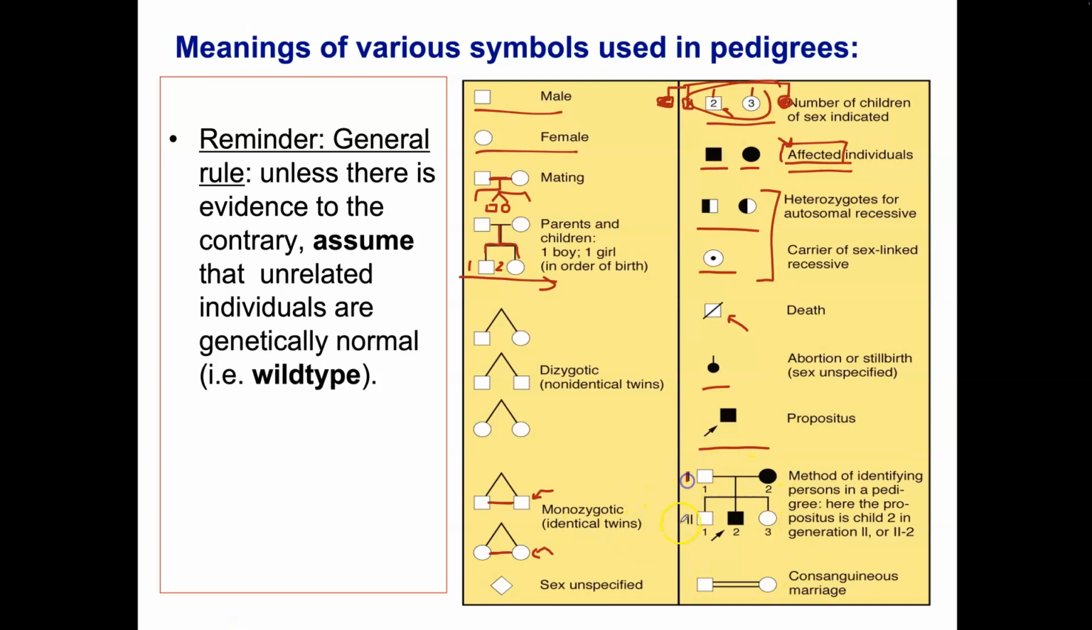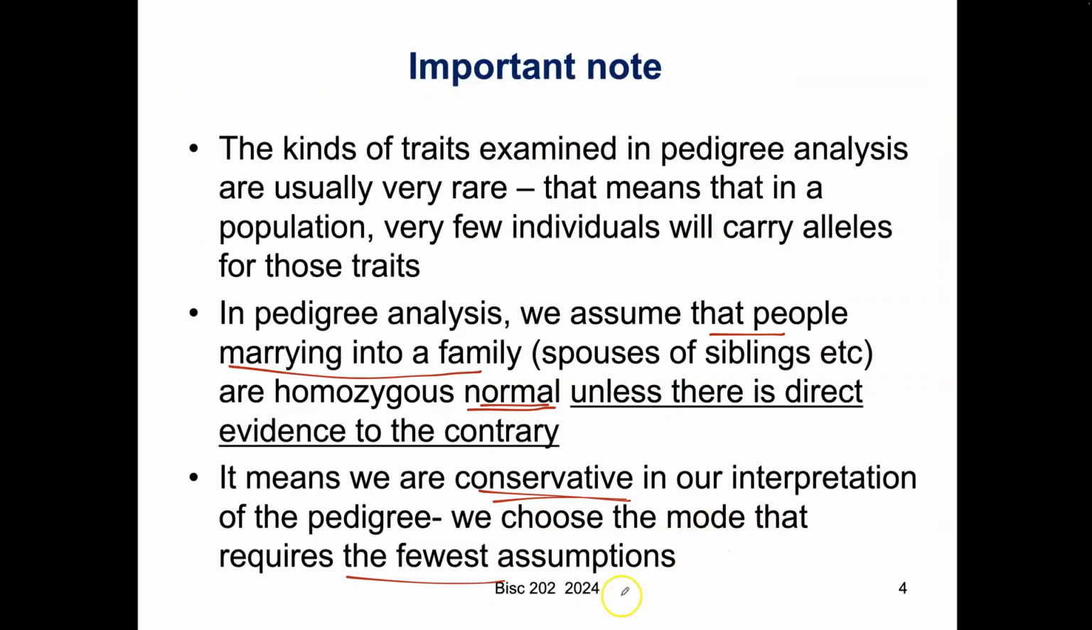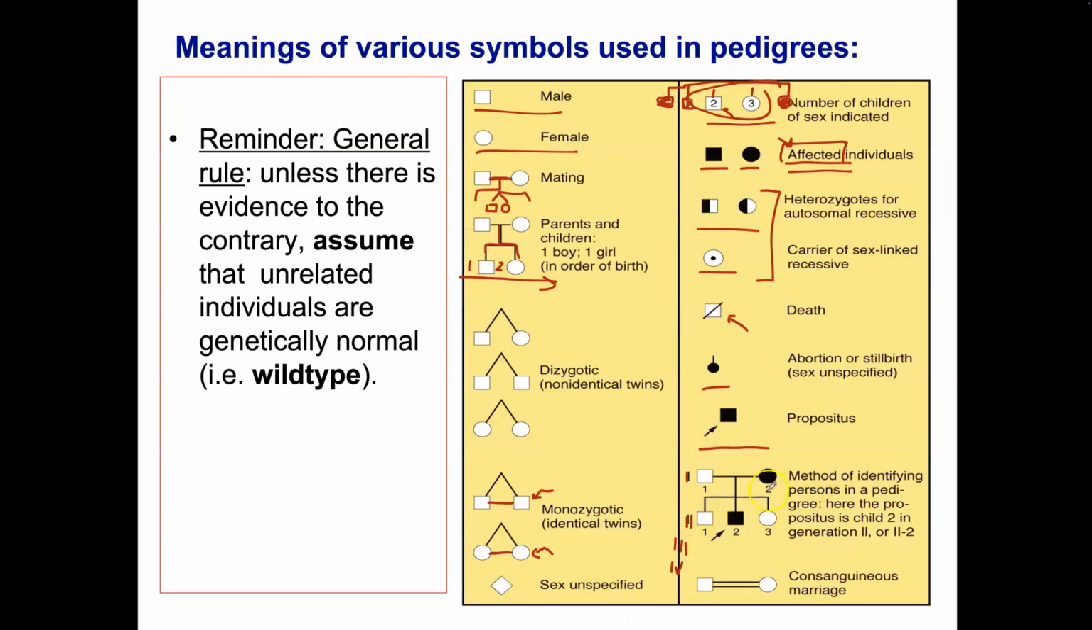Each generation is indicated by a set of Roman numerals, like that. And when we're describing something, for example, this is individual 1-2, who is the mother, and the trait, whatever it is, has been passed on to individual 2-2, right? And if this was an X-linked dominant trait, for example, then we would see that passing from the mother to the son.